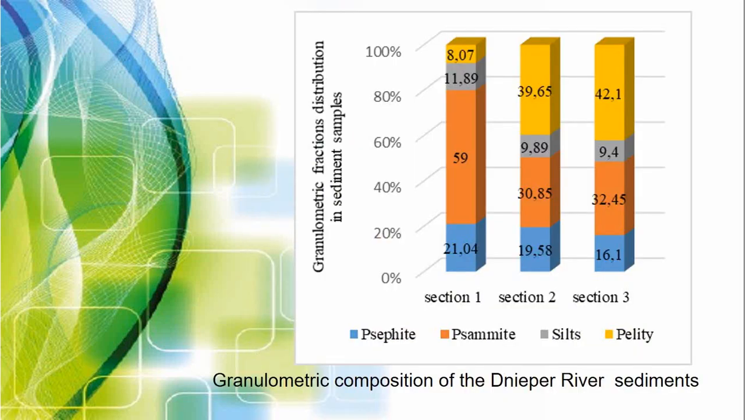The Dnieper River undergoes siltation to a lesser degree than the Tetiana, but a common trend to get silty is traced. Now you can see the granulometric composition of the Dnieper River sediments.